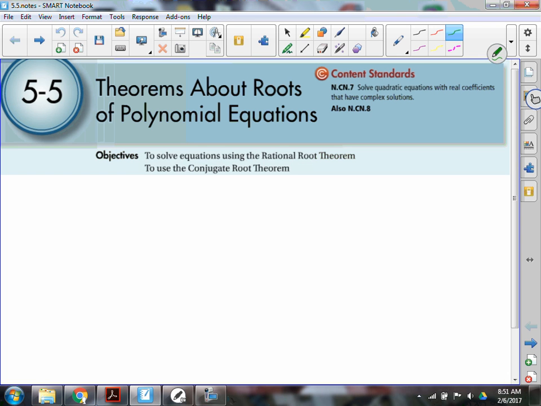All right. So chapter 5, section 5, theorems about roots of polynomial equations. Some of these exercises go from pretty easy to what just happened. So let's look at the first one.